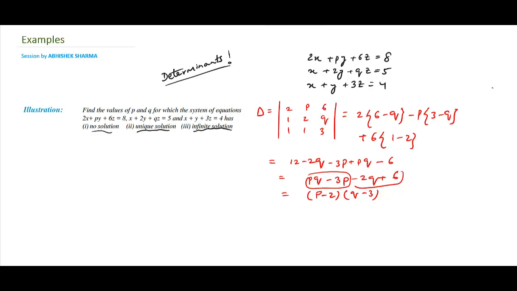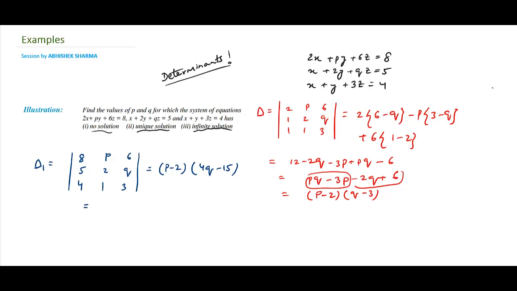Now in the same way, we'll try to find the value of delta 1 or D1, whatever you say. So the value of delta 1 will be equal to 8, 5, 4. Alright, and this value of delta 1, if I expand it, now just pause the video at this stage and solve it yourself to get the value of delta 1 as (p minus 2) times (4q minus 15). It will simplify to this value.